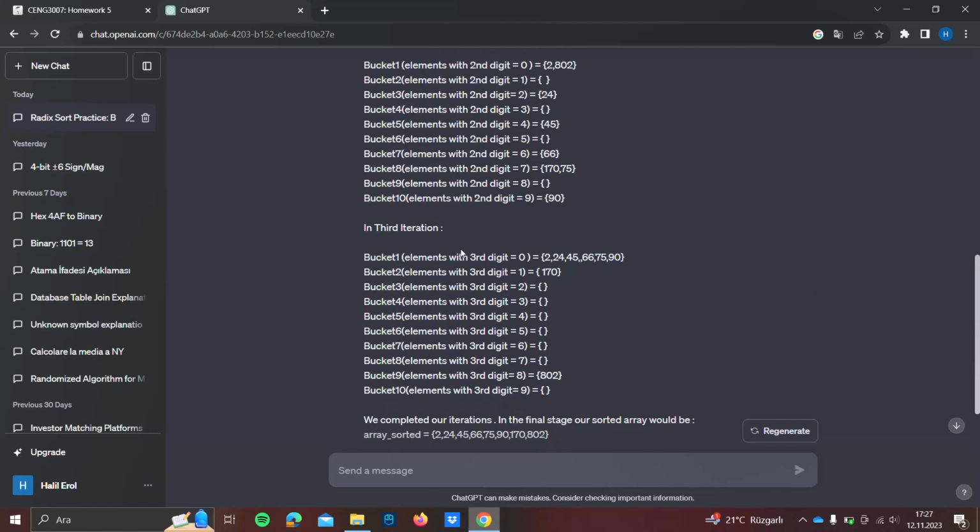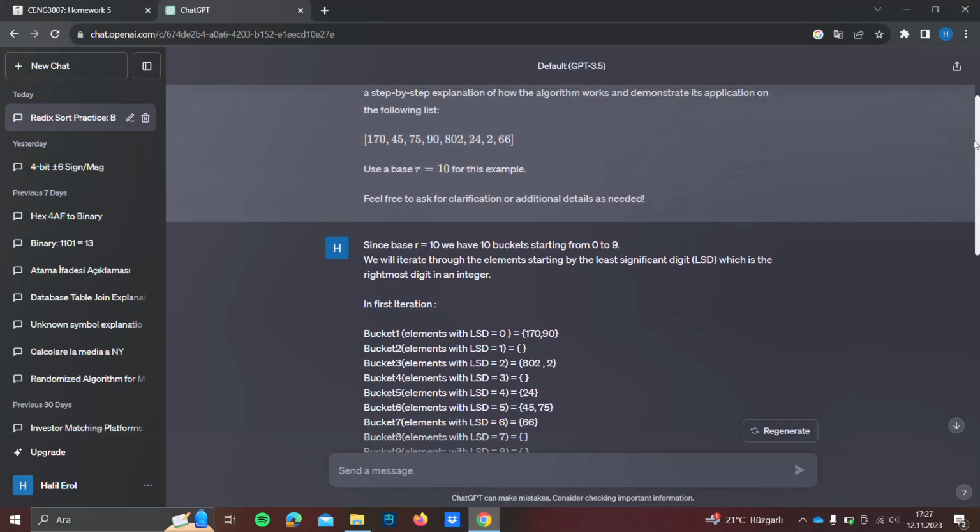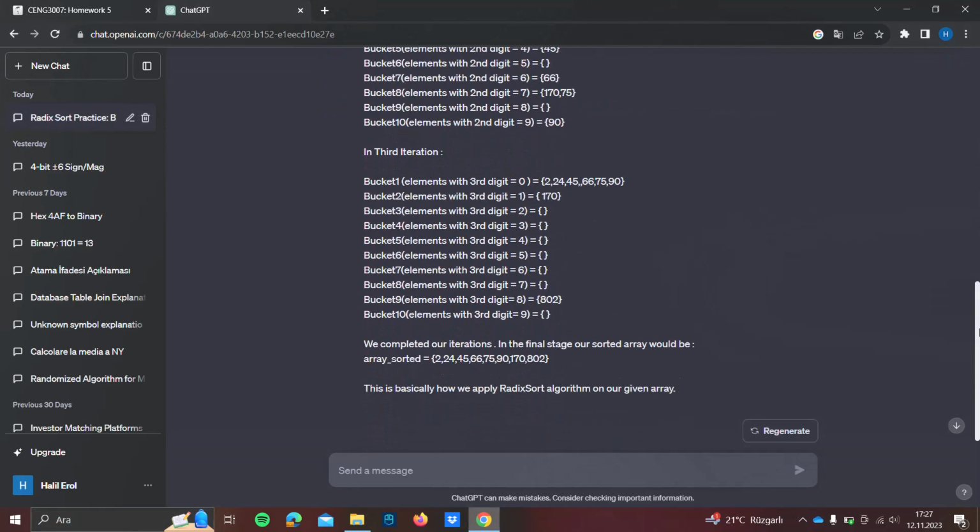In the third iteration, we are checking the third digits of the integers in the array. In this case, we have lots of numbers with third digit equal to 0, because most of the numbers written here have only two digits. So 2, 24, 45, 66, 75, and 90 have 0 in their third digit.